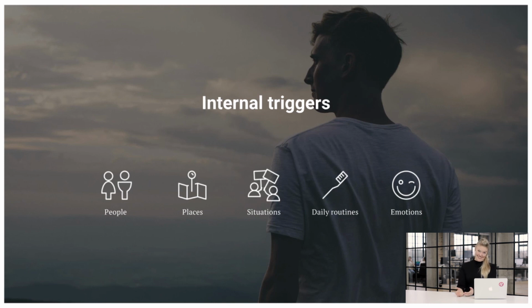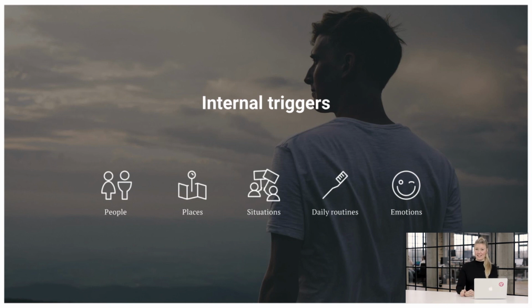And what is an internal trigger? An internal trigger is something that tells the user what to do next, but it's deeply hidden in the user's memory. So it's about if the customer is somewhere with specific persons or specific people, what do we do when we're together with them? It could be something related to specific places or locations. It could be different situations, or it could be these daily routines that the users are not even thinking about that they're doing. They're just deeply habitually doing them.